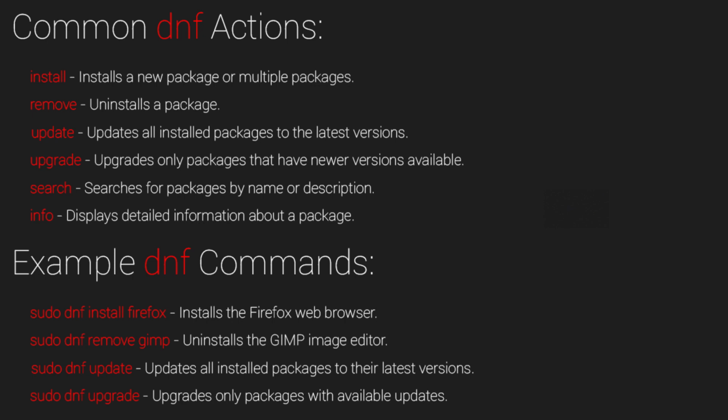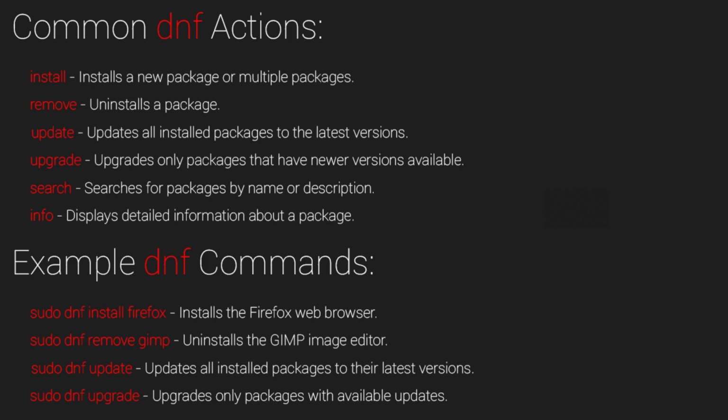Install is used to install a new package or multiple packages on your Linux system. Remove is for uninstalling a package. Update is for updating all of the installed packages to the latest version on your Linux system. Upgrade is used to upgrade only packages that have newer versions available. If you have version 1.1, 1.2, 1.3, update works for that. But if you have version 3 coming out, upgrade works for that.